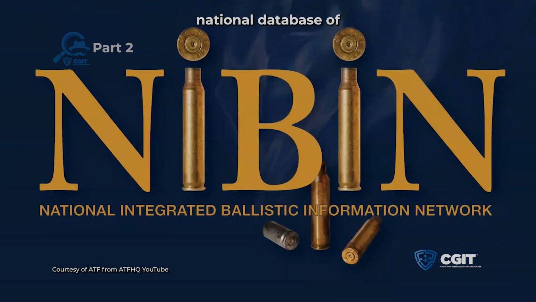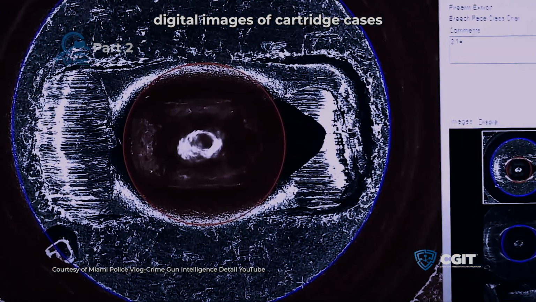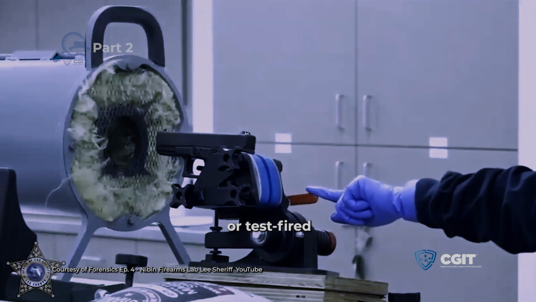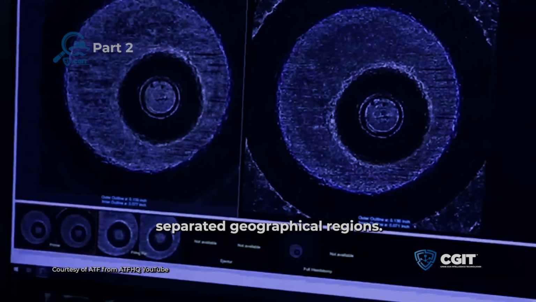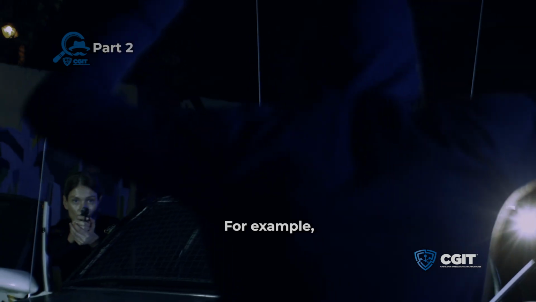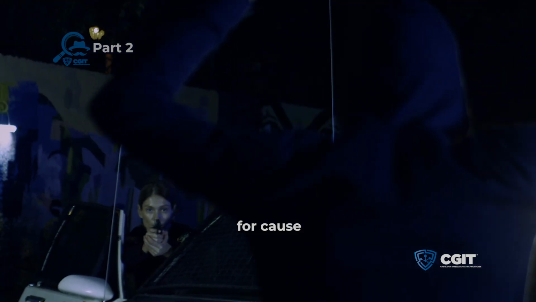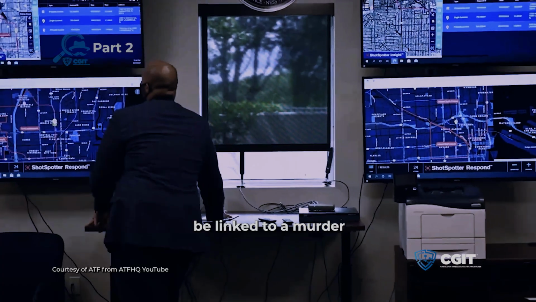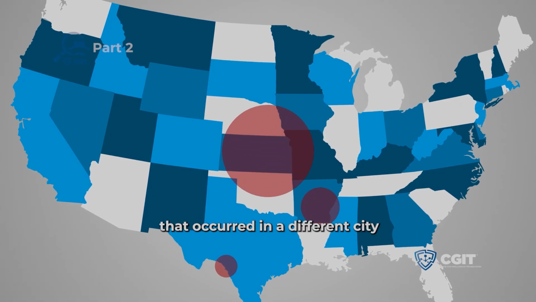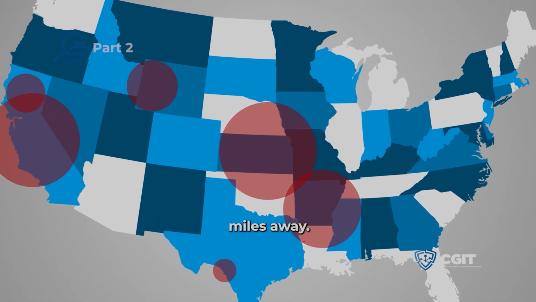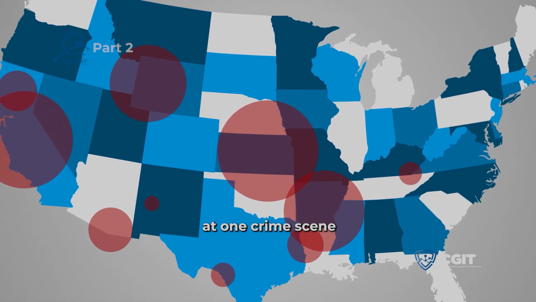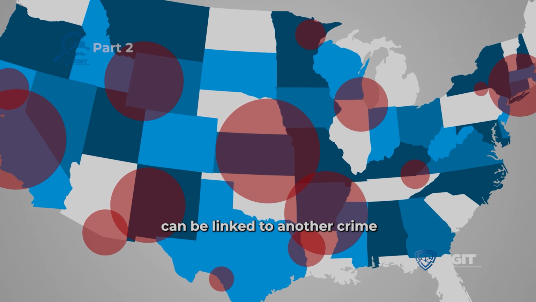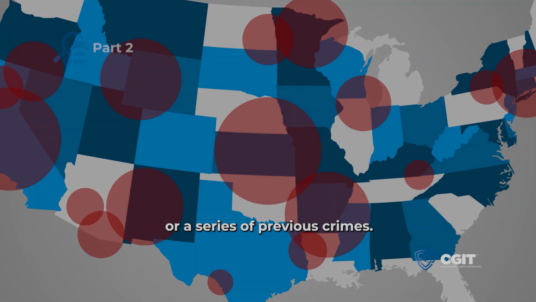NIBIN is a national database of digital images of cartridge cases that were collected from crime scenes or test fired from confiscated weapons. Networks like NIBIN can share critical data quickly across widely separated geographical regions. For example, a firearm that has been seized for cause during a routine car stop in one city can potentially be linked to a murder or series of murders that occurred in a different city miles away. Furthermore, fired evidence collected at one crime scene can be linked to another crime or a series of previous crimes.